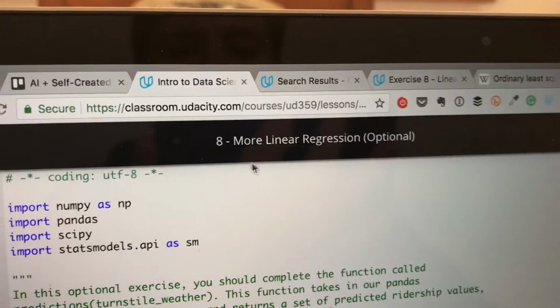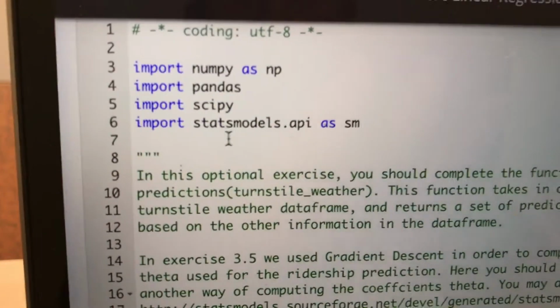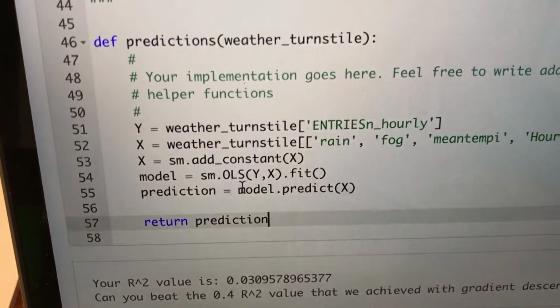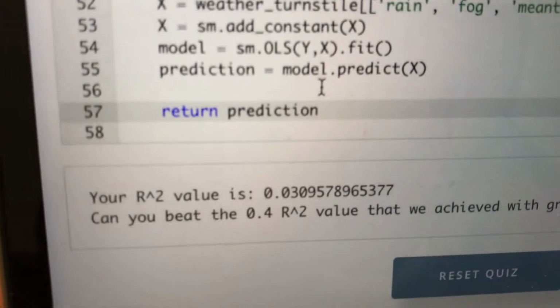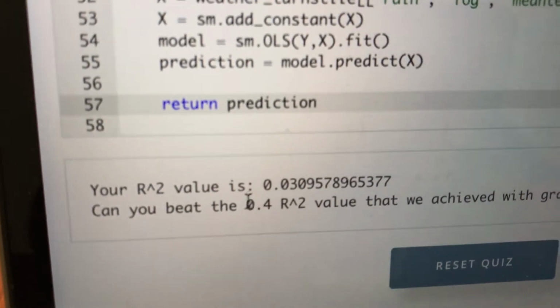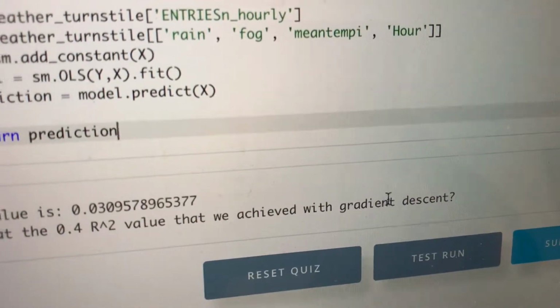I think I just finished assignment 3 of the Udacity Intro to Data Science course. I used the statsmodels.api and the ordinary least squares linear regression model to get a better R-squared value. See, mine there is 0.03 compared to the 0.4 R-squared value achieved with gradient descent. That's pretty cool, and I only just learned about ordinary least squares just then.